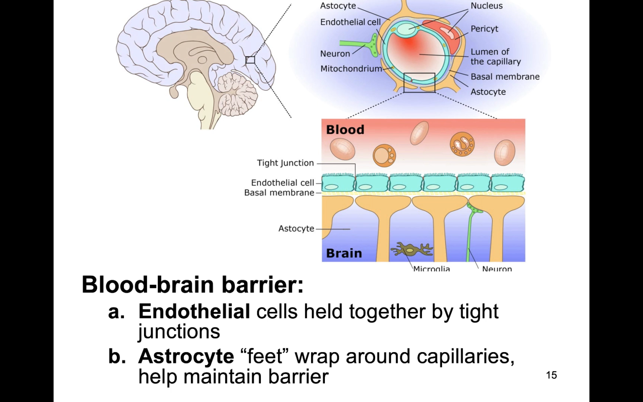Now, if you go into the brain, there is a blood-brain barrier, also known as BBB. And BBB is made by these specialized helper cells that are called astrocytes. So these astrocytes are going to wrap around the capillaries and they're going to help maintain this barrier. So there are these endothelial cells that are held together by these junctions. We learned about tight junctions in the beginning chapters. They're going to hold these cells together. And then there are also astrocytes that are helping, kind of wrapping around the capillaries that are maintaining the barrier. So that's forming the blood-brain barrier.